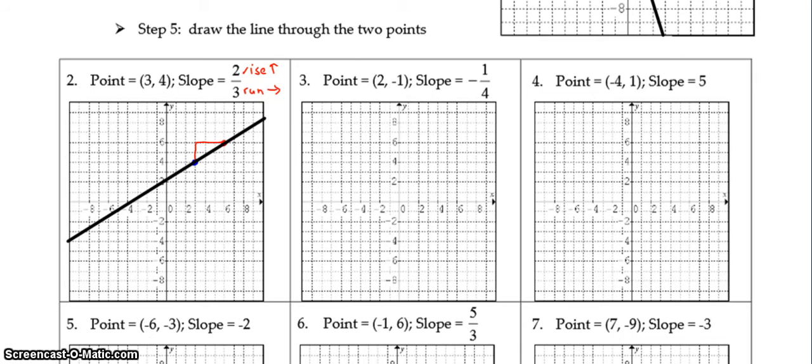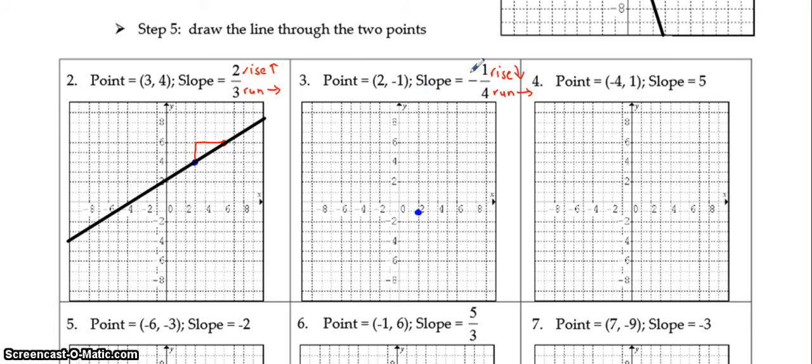Okay, one more together. So passes through the point 2, -1. So 2, -1. So your rise is -1, so that's going to go down 1. And your run is 4, so that's going to go to the right.